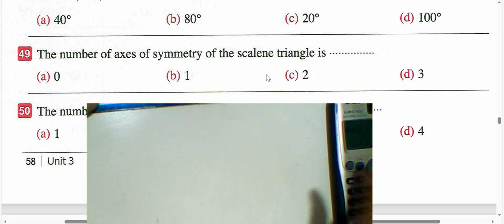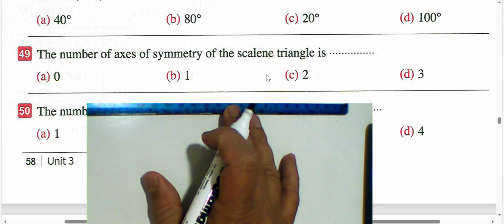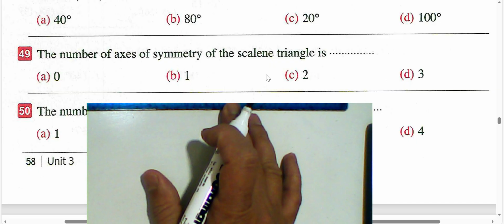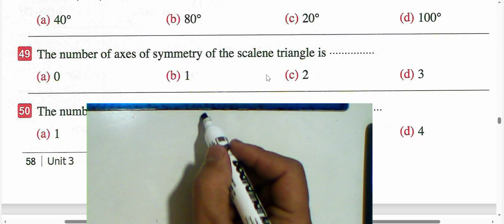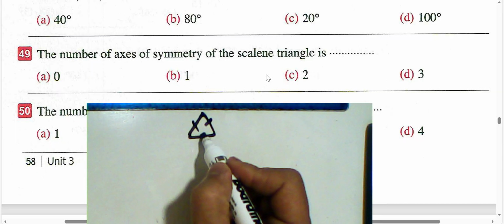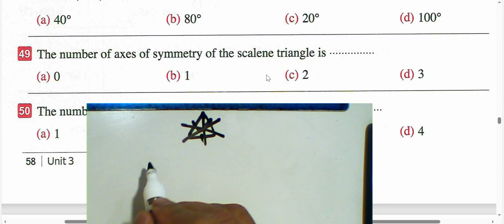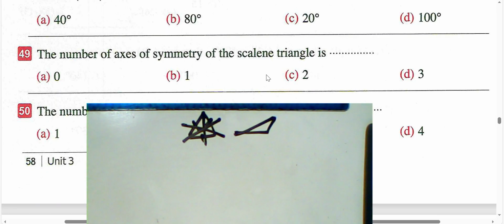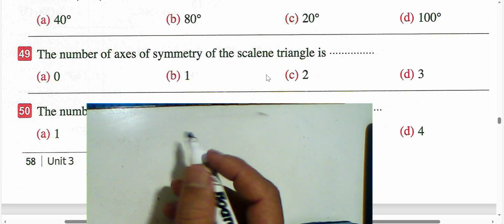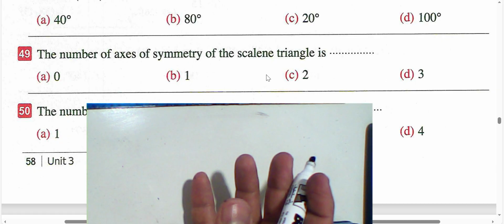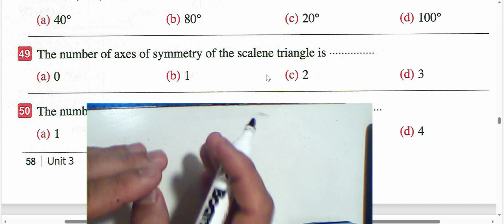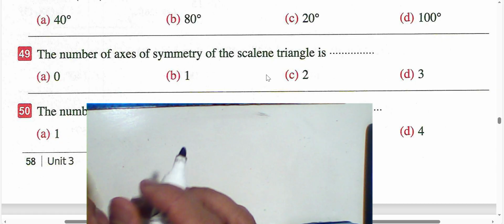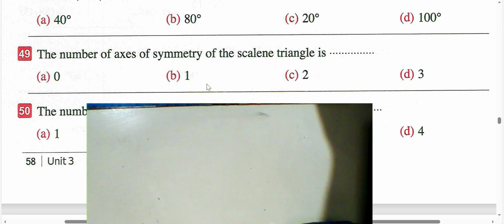Next question. The number of axes of symmetry of the scalene triangle will be 0. Like this, an equilateral triangle has 3 axes of symmetry, and a scalene triangle like this has 0. We don't have any line of symmetry. What about a line of symmetry? It means a straight line that divides the triangle into two congruent triangles. But in a scalene triangle we don't have any line of symmetry, 0.